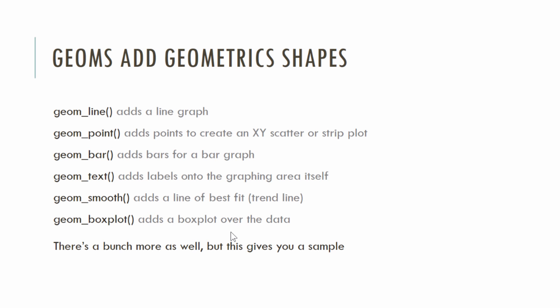Geoms, again, are the actual elements that you add to your chart, and they work the way you think they would. Geom line means you want to add a line chart. Geom point means you want to add points for an XY scatter. Geom bar, I want to add a bar chart. Text, I want to add labels. Smoothing is not as obvious but really awesome. That's if you want a trend line, and it can be a linear trend line. It can also be an exponential trend line. Very nice. And if you're a big stats nerd, you could add things like box plots to look at distribution.